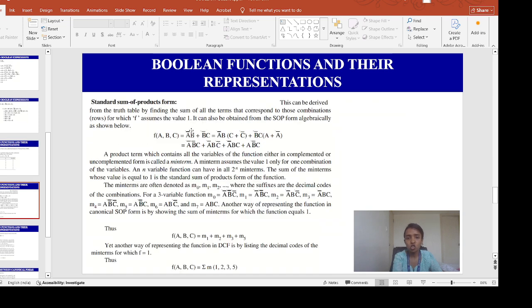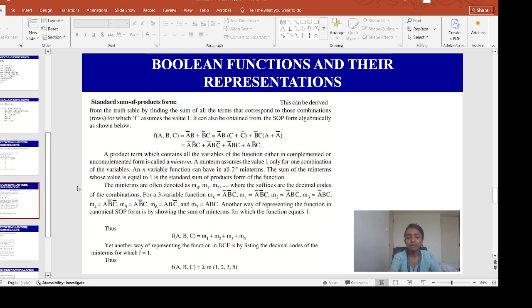You just write it. So in the first term, because it is a 3-variable function, right, ABC, which variable is missing? C. So multiply the first term with C plus C bar. C plus C bar means ultimately it is 1. You are multiplying this first term ultimately with 1, right? And in the second term, which variable is missing? A. So multiply this second term with A plus A bar. Now you multiply all. So it is A bar B bar C plus A bar B C bar plus A bar B C plus A B bar C.